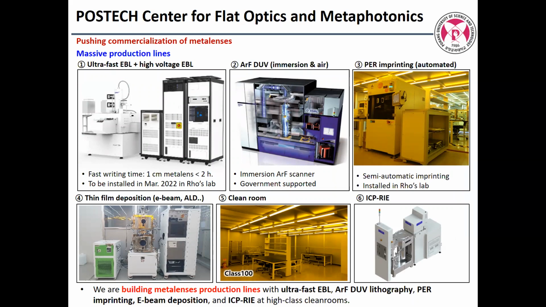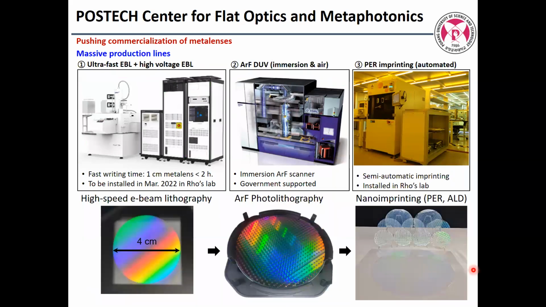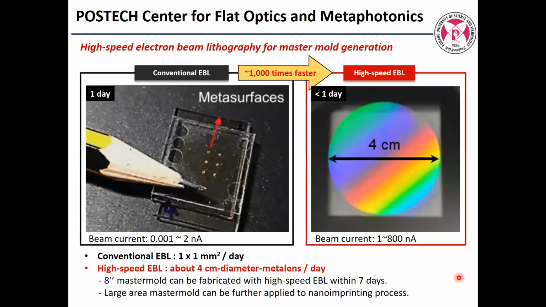So I hope these two materials can be used by our metasurface community. Now, finally, for a few minutes, I'll talk about nano patterning. Recently, we made a lineup of high-speed e-beam lithography, ArF deep UV immersion lithography, and automated nano imprinting. I will show how we can scale up this process by combining the methods.